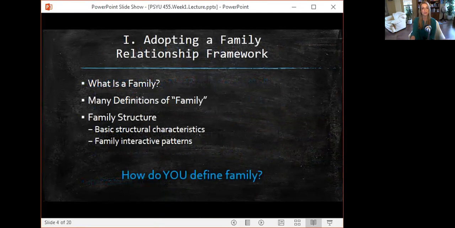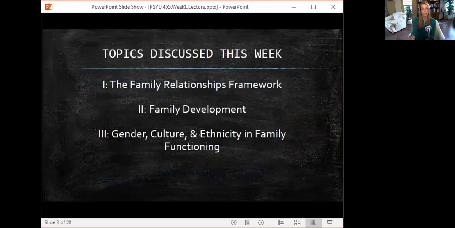All right. So the topics discussed over the course of the week are going to be the family relationships framework, family development, gender, culture, and ethnicity in family functioning. And the first, what we're going to start out talking about is the family relationships framework.